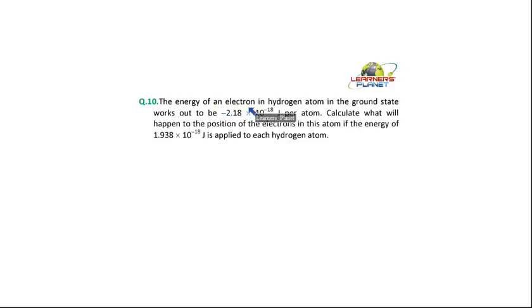The energy of an electron in a hydrogen atom in the ground state works out to be minus 2.18 into 10 to the power minus 18 joule per atom. That is, this is the energy of the ground state, where n is equal to 1: the energy is equal to minus 2.18 into 10 to the power minus 18 joule per atom.